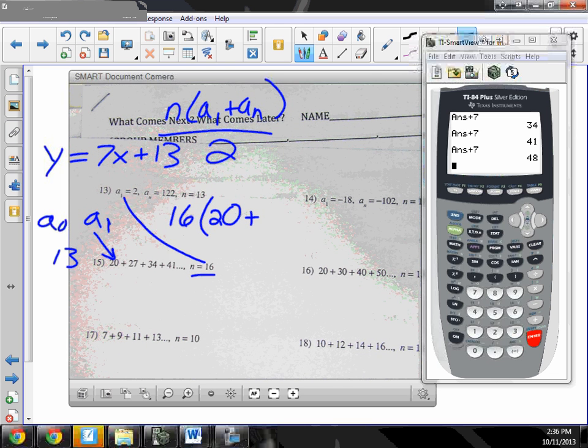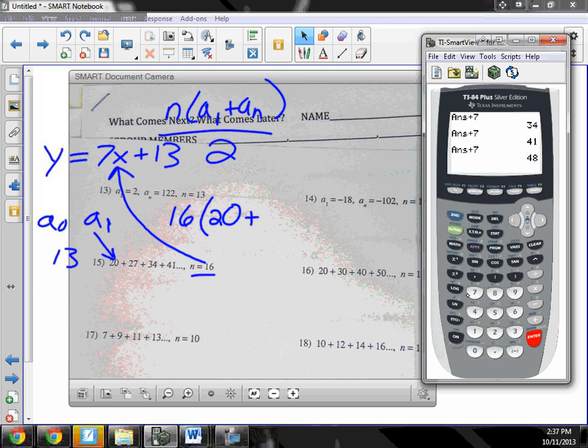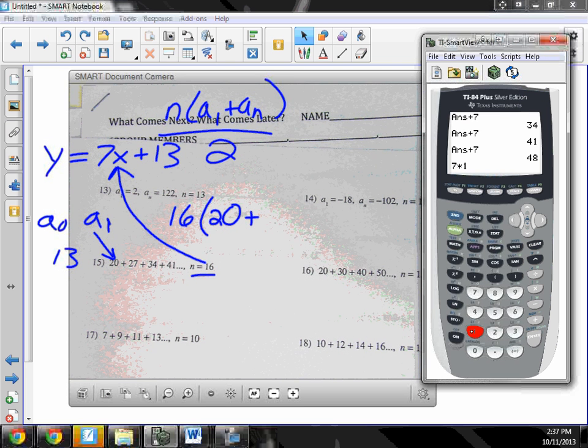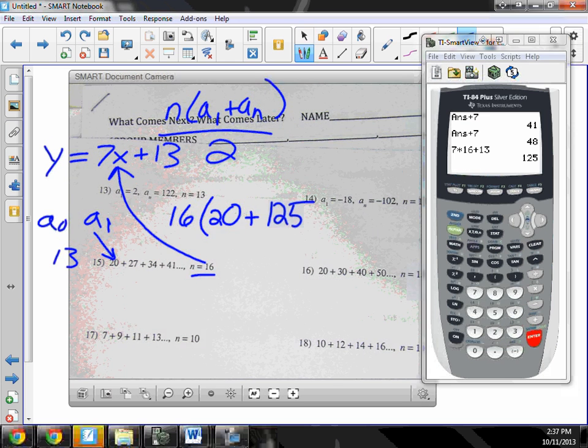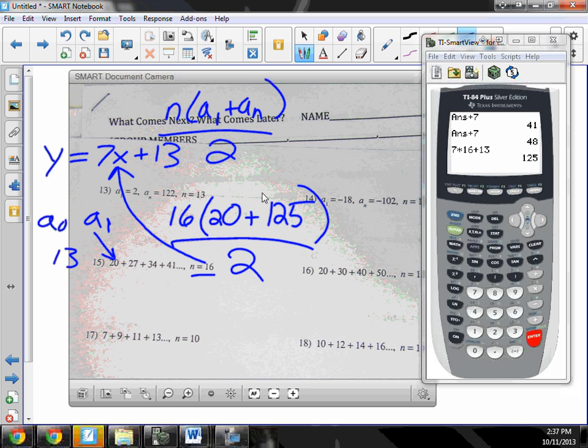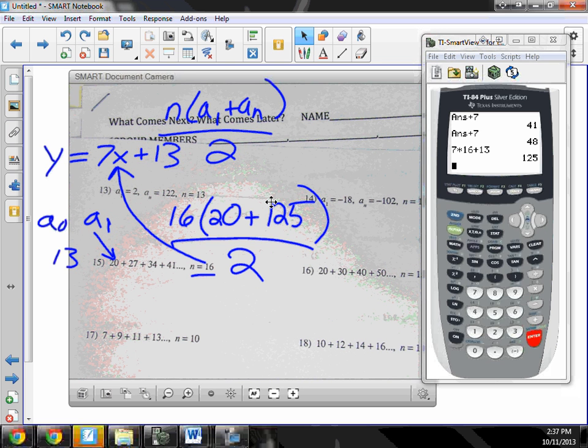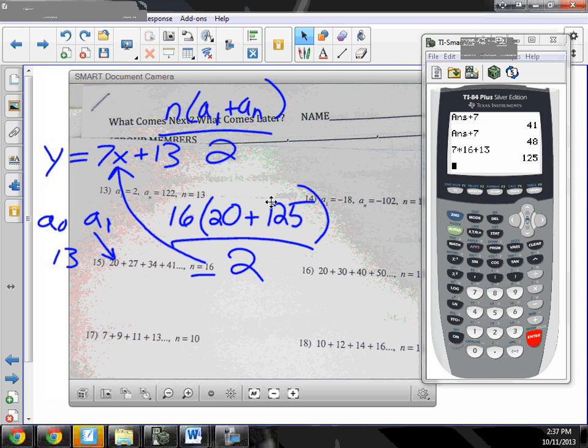Plug 16 in there. So 7. Good job. I'm impressed, Sadie. 7 times 16 plus 13. Now I have that. So now this is 125 over 2. And that will give me the summation. Well, there are two ways. We could have done the plus 7, plus 7, plus 7. Or you create the formula and then find it.